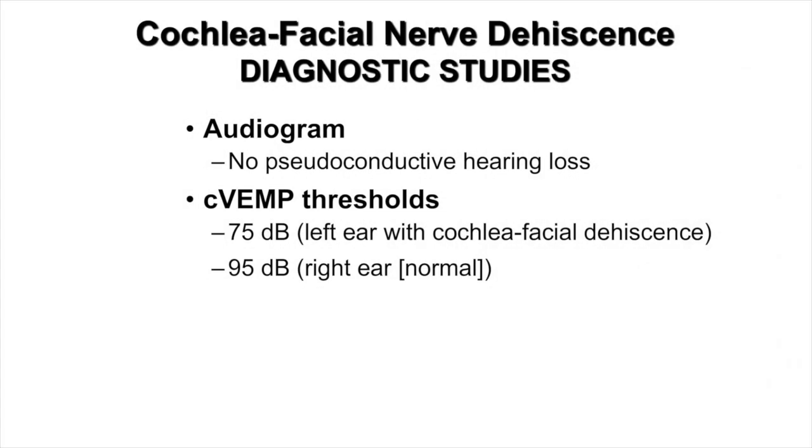His objective diagnostic studies included an audiogram. However, this did not show a pseudoconductive hearing loss, as is often seen with third window syndrome. His cervical vestibular evoked myogenic potential thresholds were reduced on the left down to 75 decibels. This was the ear with cochlea-facial nerve dehiscence. On the right, his threshold was normal at 95 decibels. This was his normal ear without evidence of third window syndrome.